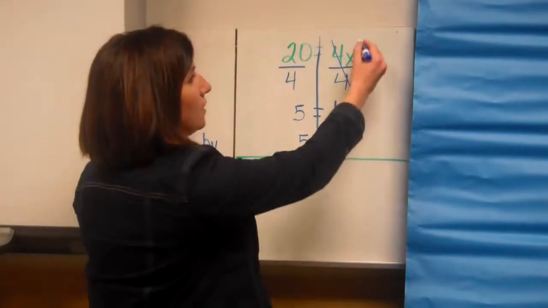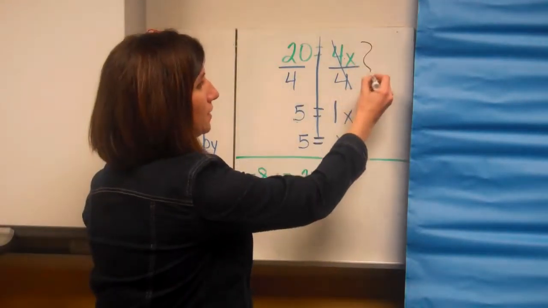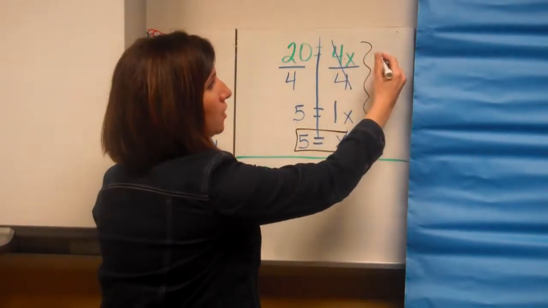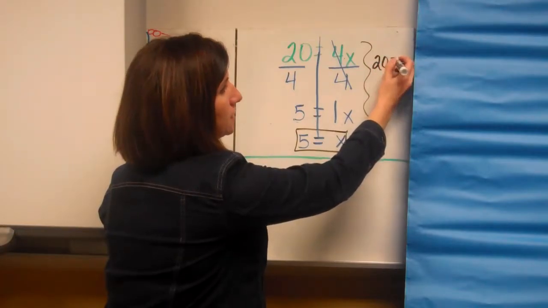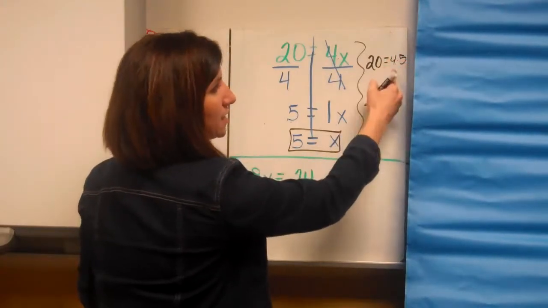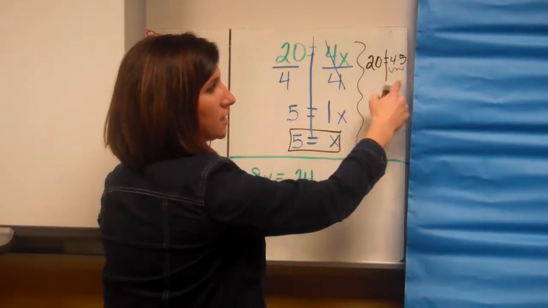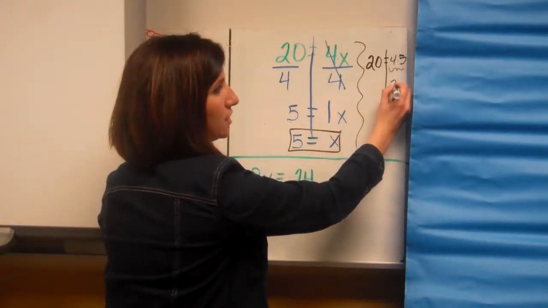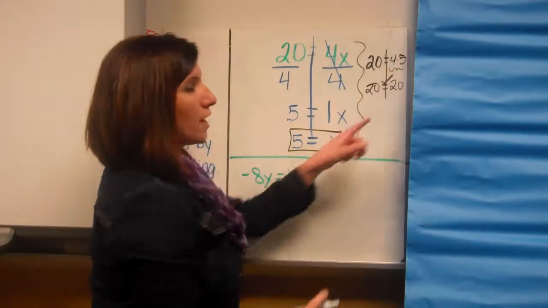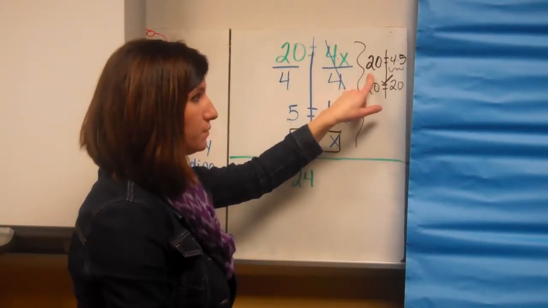For your check, you can substitute x equals 5 in for the x here. So we're going to take 20 is equal to 4 times 5, because that's what x equals. You can draw your wall, and on this side, simplify. 4 times 5 is equal to 20, and 20 does equal 20. So I know that my answer is correct, because 4 times 5 is 20, and this side is 20.